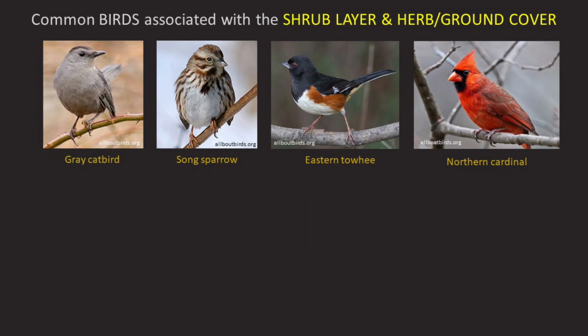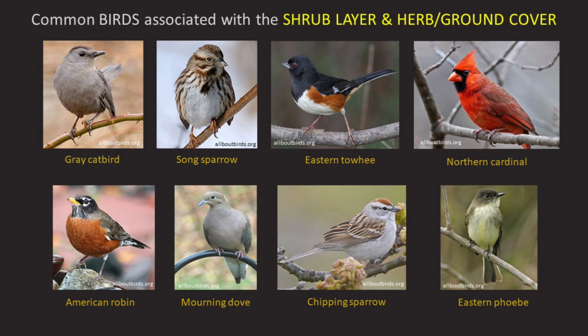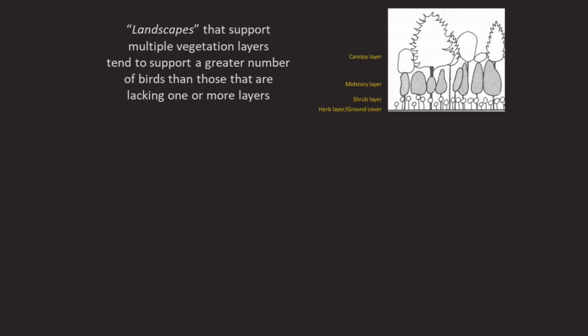Other birds spend the majority of their time foraging and nesting within the shrub layer and/or the herb and ground cover layer. These include common species such as gray catbirds, song sparrows, eastern towhees, and northern cardinals that prefer habitats that have patches of very dense shrubs. American robins, mourning doves, and chipping sparrows focus much of their foraging efforts on the ground in short, sparse vegetation. And eastern phoebes regularly perch on low shrubs while flycatching.